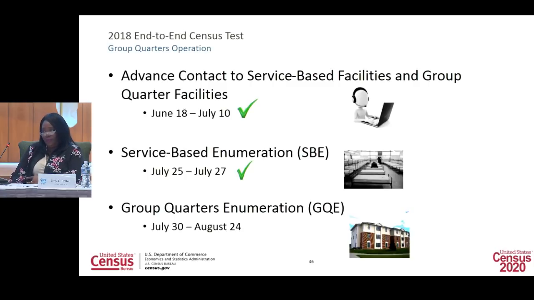So we're more than two-thirds done with testing group quarters data collection in 2018. We conducted advanced contact June 18th through July 10th, and we conducted service-based enumeration last week over a three-day period, July 25th through the 27th, and then we just started group quarters enumeration on Monday. So we're just getting going.